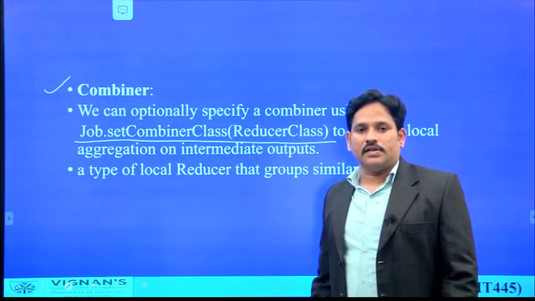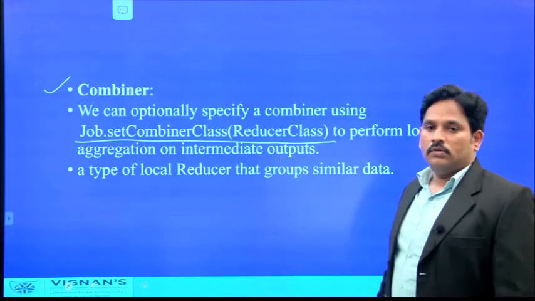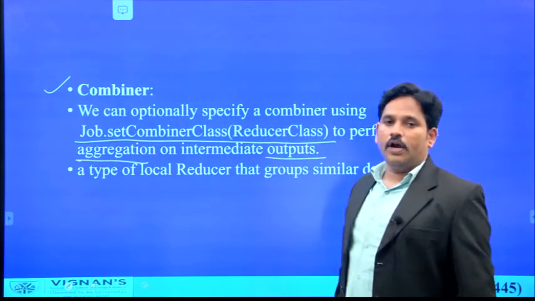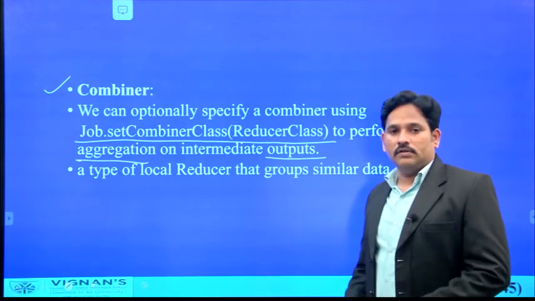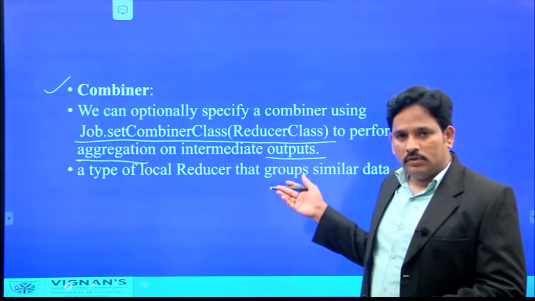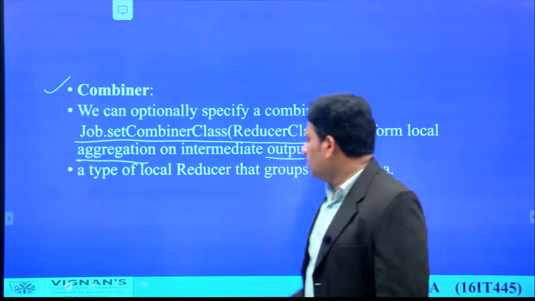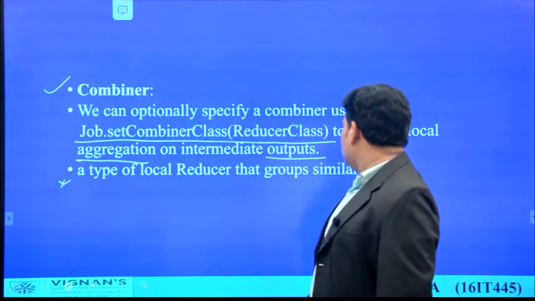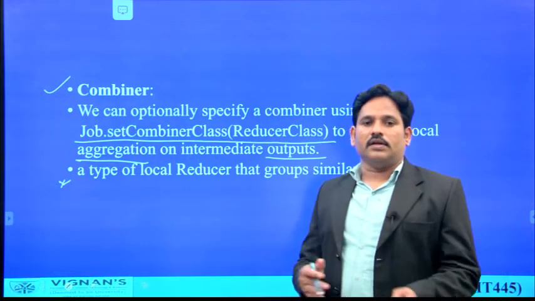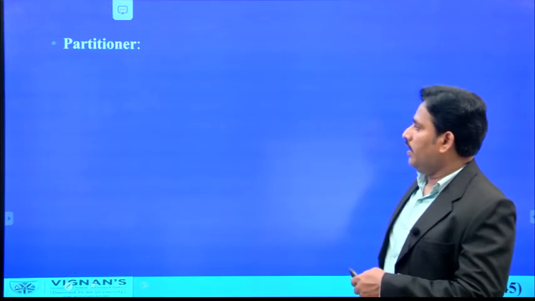Job.setCombinerClass is a function which is going to be used to perform aggregation operations on the data and to produce intermediate outputs. Now combiner will combine the data based on key value pairs generated by the mapper, and it will apply some data aggregation operations and generate intermediate outputs. It is a type of local reducer that groups all the similar activities. That means upon completion of aggregations, the similar tasks or similar values are going to be grouped into a single count or a single file.